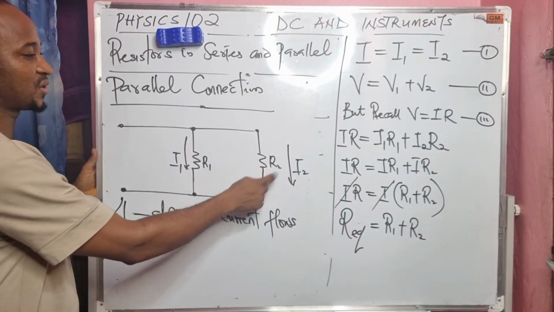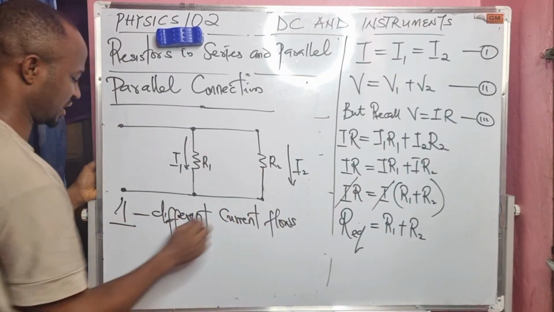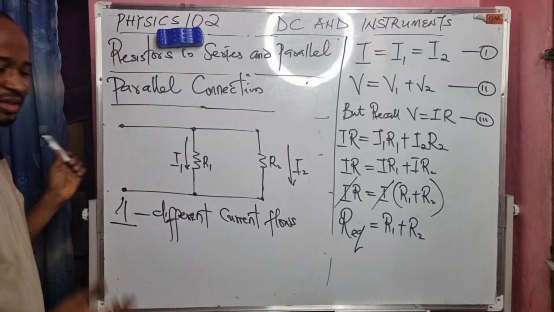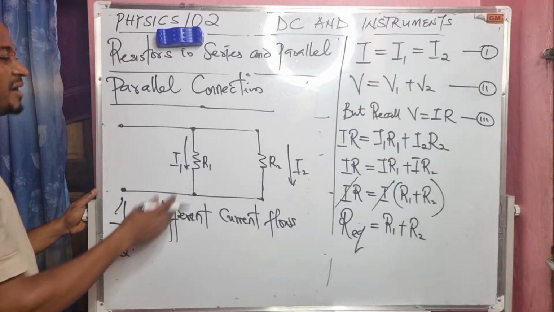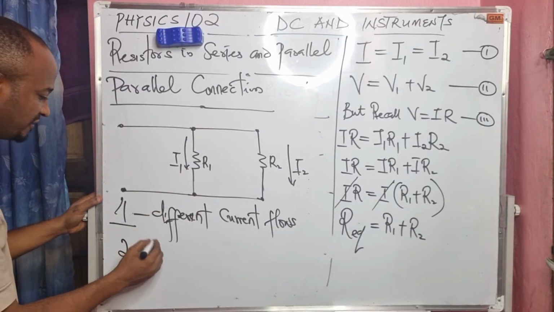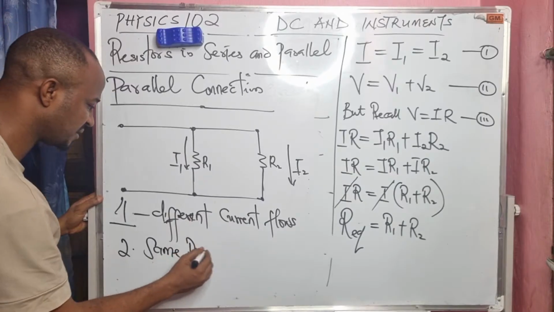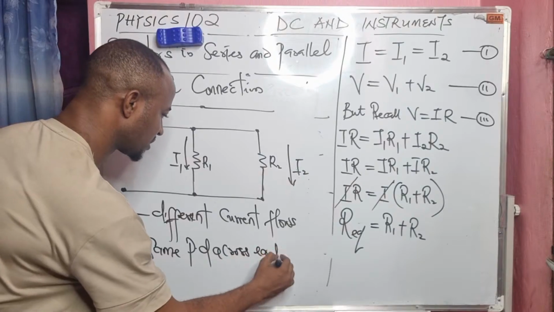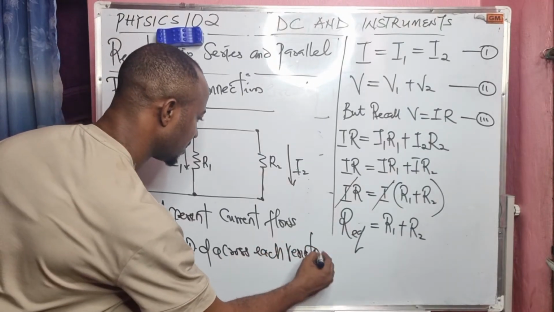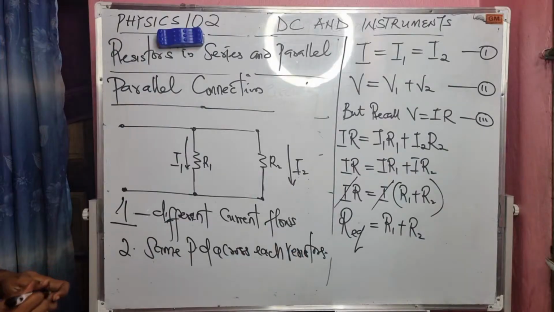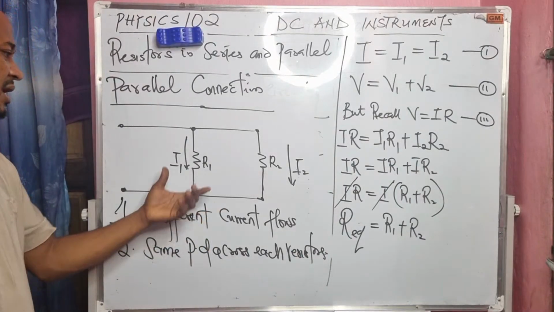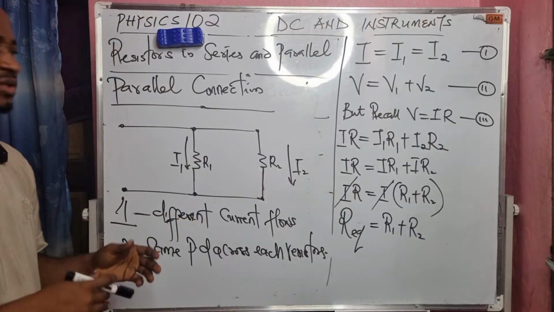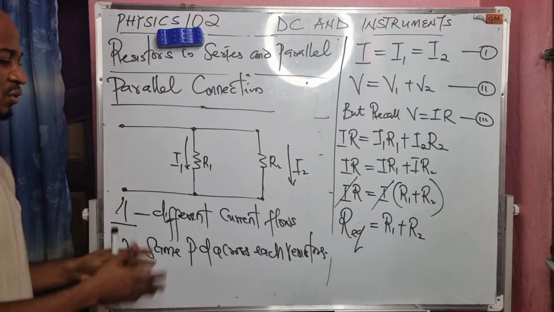As long as we have a junction here, there's a current that flows through this way. This current here and this current are not the same. So for parallel connection, different current flows through each of the resistors, right? But we have the same potential drop, the same PD across each resistor. We have different flow of current across each resistor, but the same PD, just like the reverse of series arrangement. You have to take note of this.